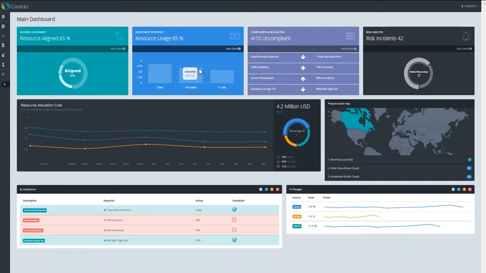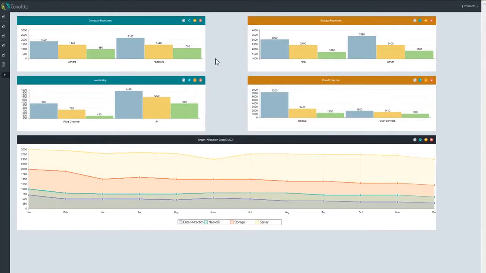Now, let's jump into investment availability. We see that we can display here different areas of investments. You can see the computing investment, starting with the total investments, which part of it is allocated and which part is in use. On servers, on storage, on availability, on data protection. This way, we can identify investments, current usage, and availability for future use.